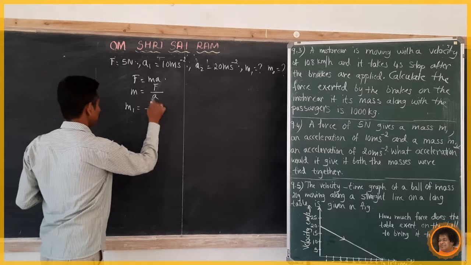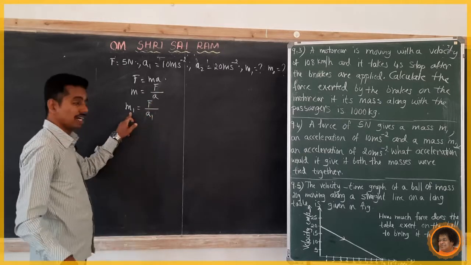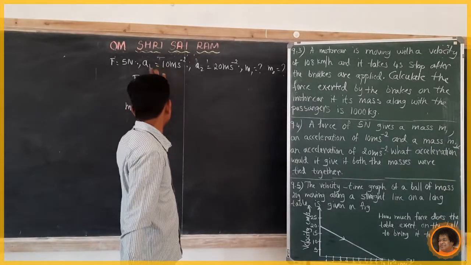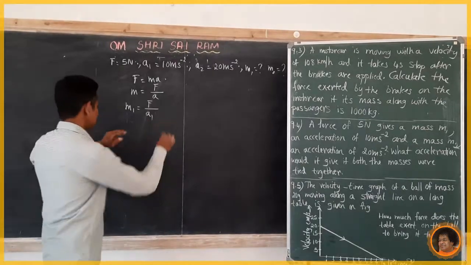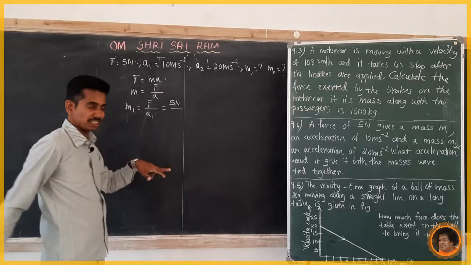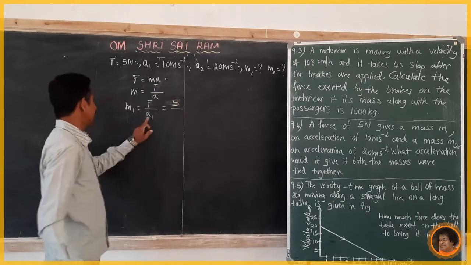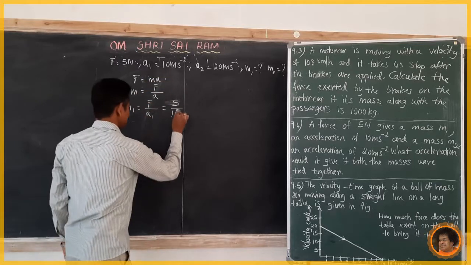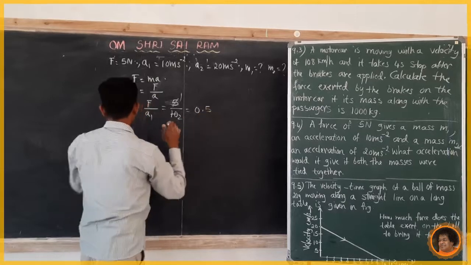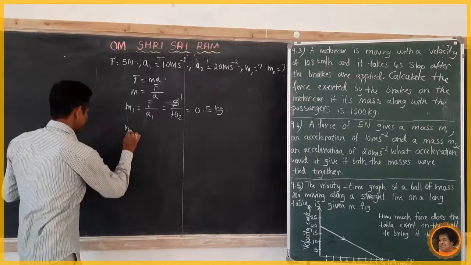m1 equal to F by a1, because it is the mass of the first object, whose acceleration is a1. Substitute the values: F is 5 Newton, so just write 5, and a1 is 10. 5 by 10 is 1 by 2, which means 0.5, so the mass is 0.5 kg.